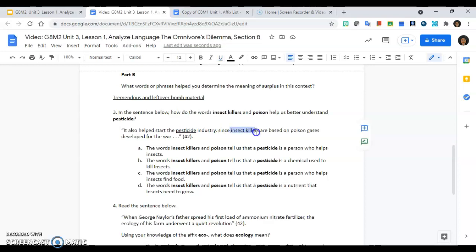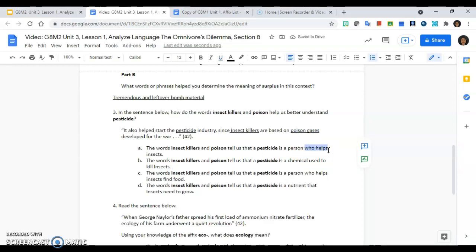So an insect killer, we already know, kills insects. And poison gases, we know that those didn't really help people, right? And so using these 2 things, it says, the words insect killers and poison tell us that a pesticide is a person who helps insects. A killer is not going to have a positive connotation, right? The words insect killers and poison tell us that pesticide is a chemical used to kill insects. So that might be it.